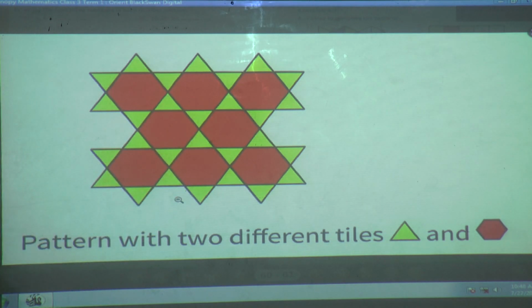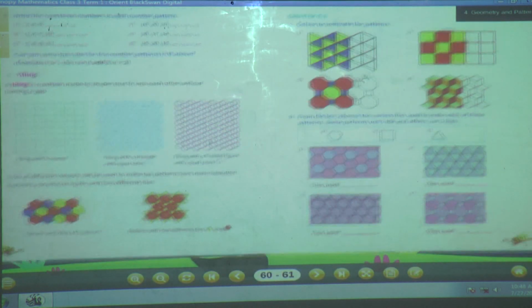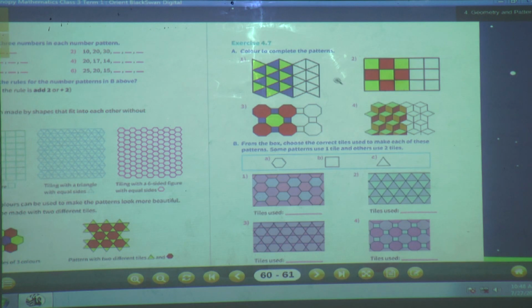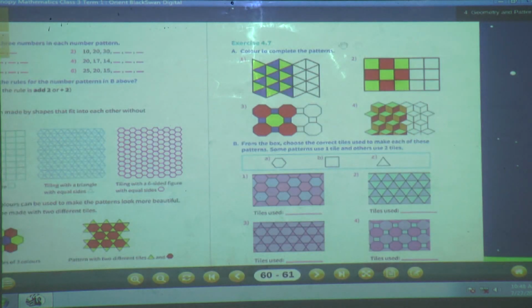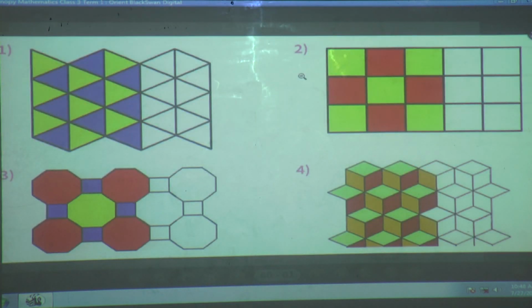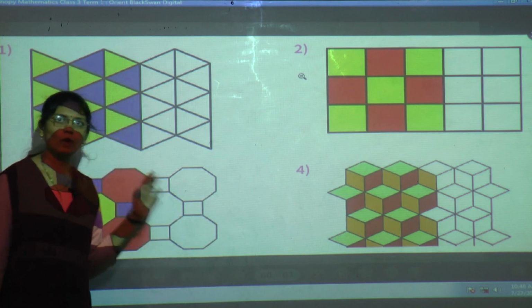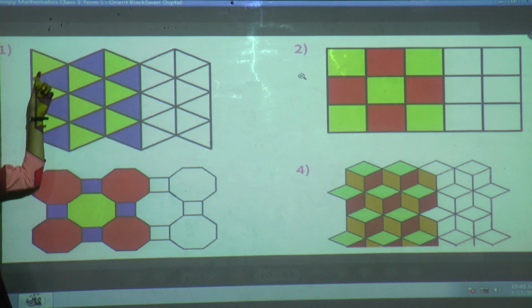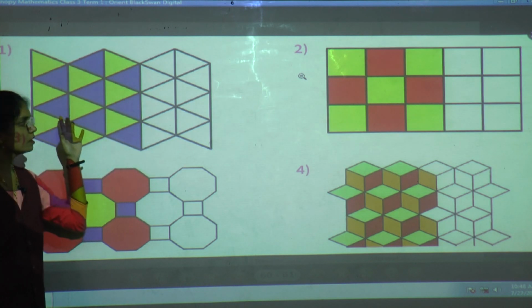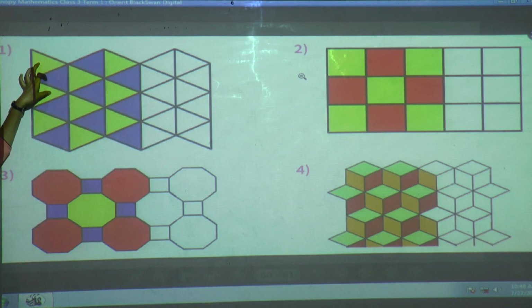Now students, open your textbook. Then we will solve the next exercise, that is exercise 4.7. The question is, color the complete pattern. See here some patterns are given to you, and what you have to do, you have to color it. Okay, see here, first pattern we will see this pattern made by two triangles.